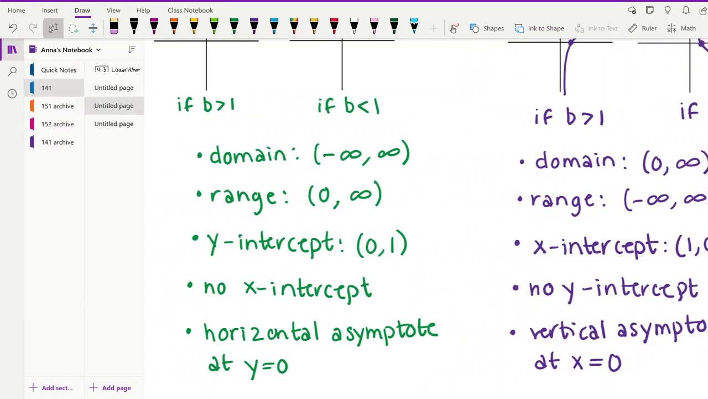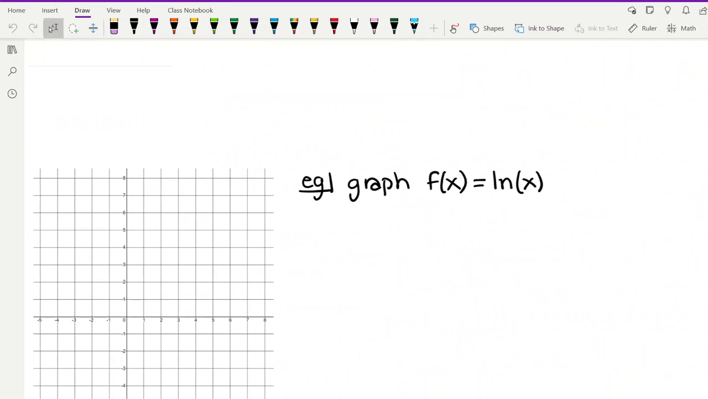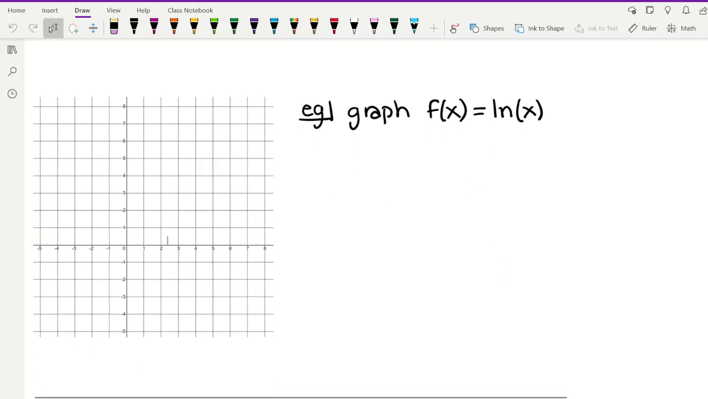Okay, I want to do a few more examples of sketching functions. So we're going to sketch ln of x, and then we're also going to do a couple of transformations of ln of x. In terms of transformations, we're not going to do as complicated of transformations as we did with exponential functions. We're just going to stick to some pretty simple ones.